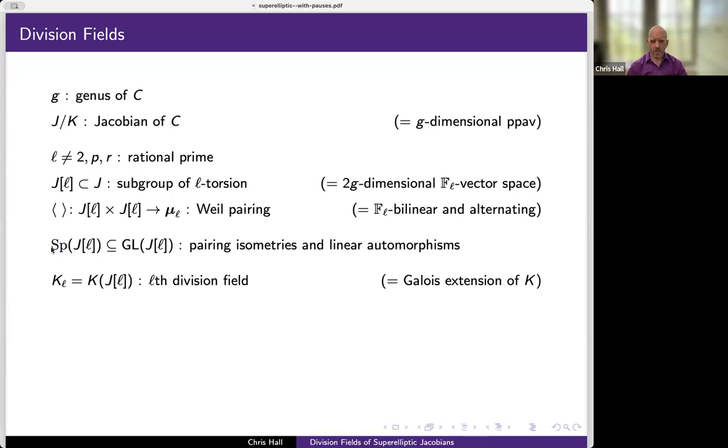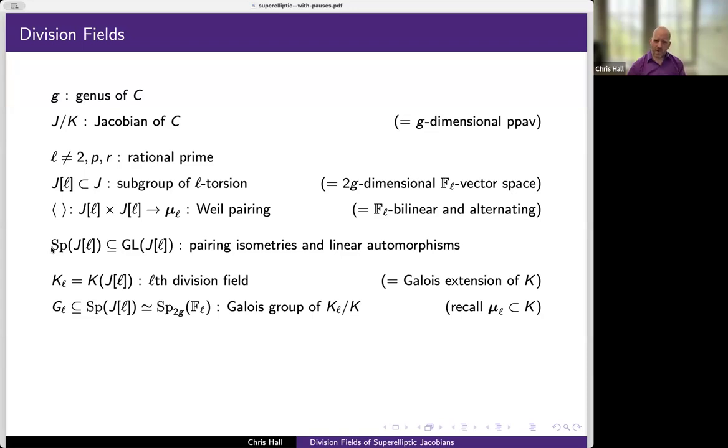I need a little bit more data, though. I'm going to introduce my L-division field. So these are some of the division fields I'm referring to in the title of the talk. And I will tell you that a lot of the hypotheses we've made, like on L being invertible, et cetera, means that this is a nice extension of K. It's a finite Galois extension. And that means, of course, we can talk about its Galois group.